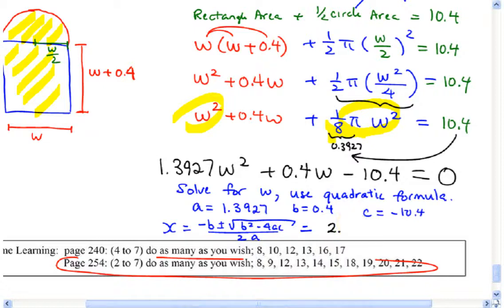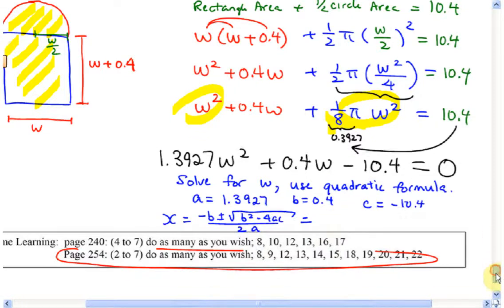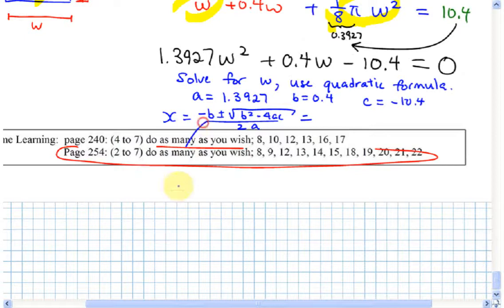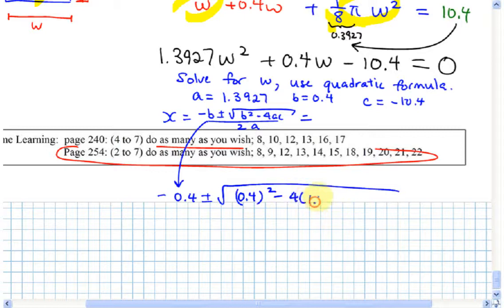All right. Okay. Let's do this. All right. Watch, please. Negative 0.4 plus or minus the square root of B squared minus 4AC. Uh-oh. Okay, ladies and gentlemen, can you watch me, please? I think we need help with plugging this into your calculator.